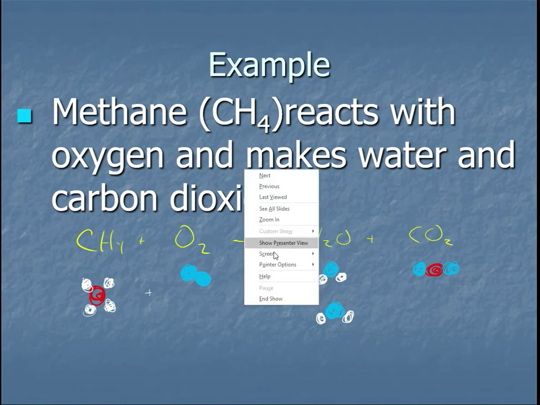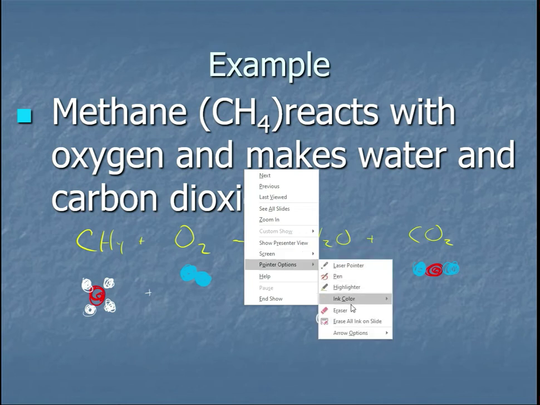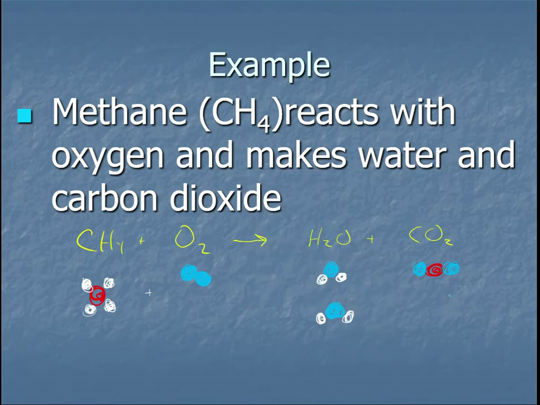And luckily for us, that blue compound comes out as 2 blues. So 1, 2. Now look at this. I have 1 red on each side, 4 whites on both sides, and 4 blues on both sides. This equation is balanced.